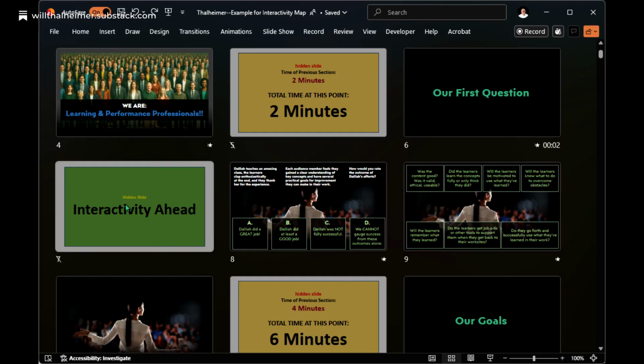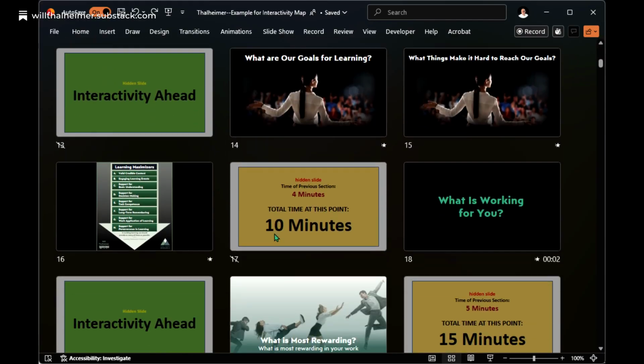You'll notice this one is a hidden slide. Slide 7 is hidden. It says hidden slide, interactivity ahead. And here's a scenario question I asked the learners, my audience, and then we have a discussion about it. So this is an interaction that we have.